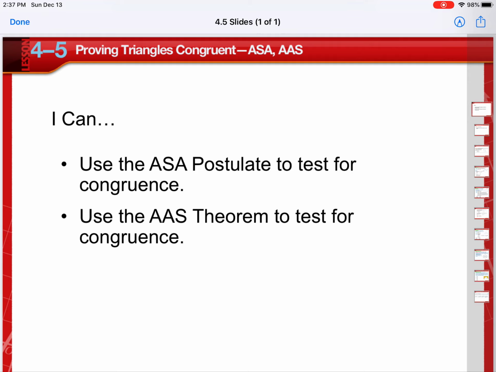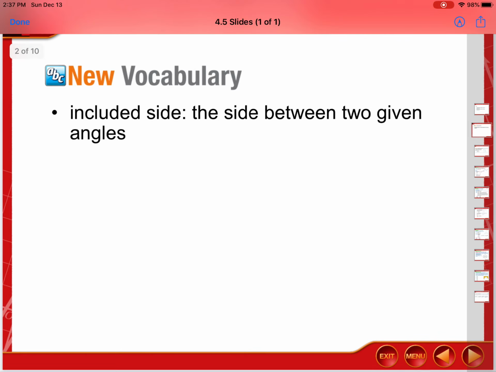All right, so today we're continuing to talk about proving triangles are congruent. Today we're going to be using two different postulates, ASA and AAS. These stand for angle side angle and angle angle side. So the game plan for today is to be able to say I can use the ASA postulate to test for congruence, and I can use the AAS theorem to test for congruence.